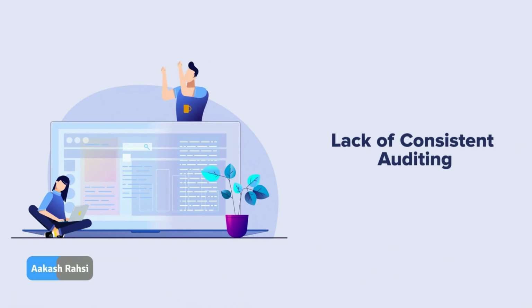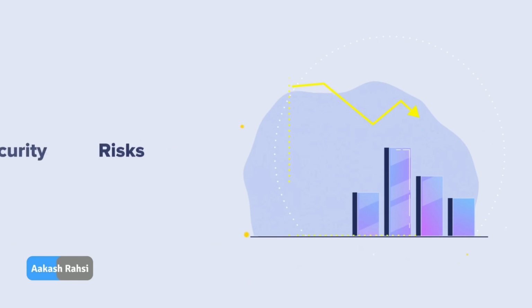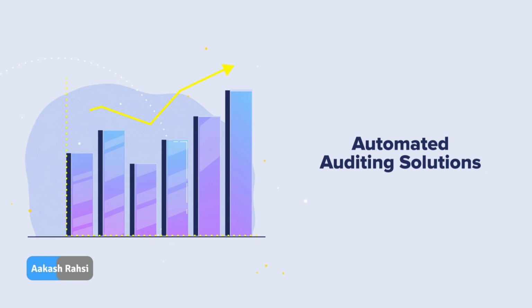Consistent auditing is crucial to maintain security and compliance in SharePoint Online. Its absence poses significant risks. Inconsistent auditing can lead to unauthorized changes going unnoticed, leaving the system vulnerable to breaches. Implementing automated auditing solutions and regular reviews ensures actionability and aids compliance objectives.